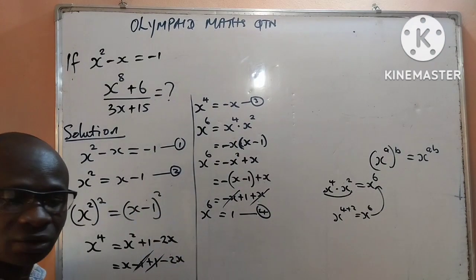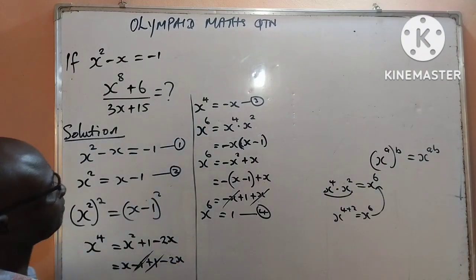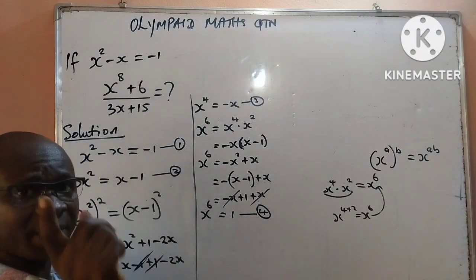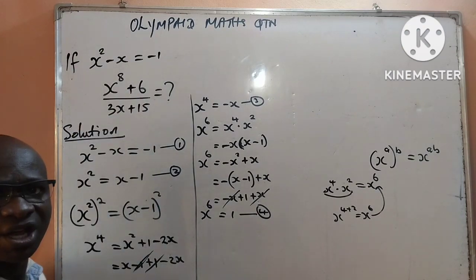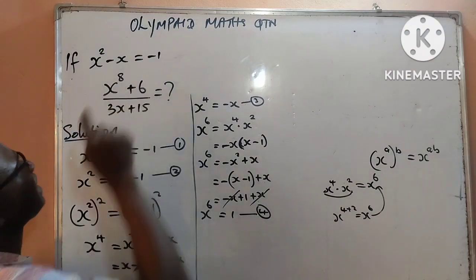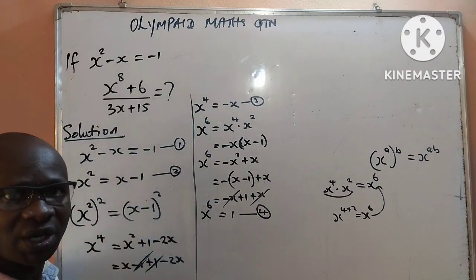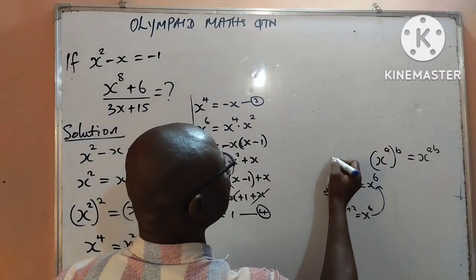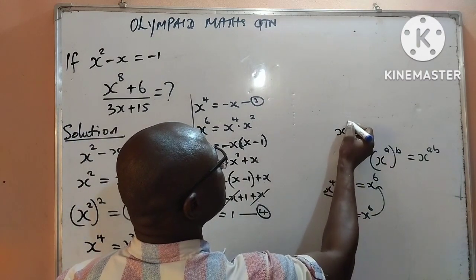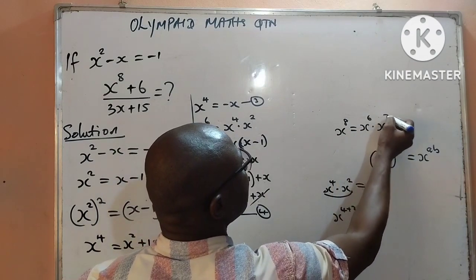I will now go on to look for x to the power 8. Since I have gotten x to the power 6, my target is to get x to the power 8, so that when I get it, I simply add 6 to it and then divide it by 3x plus 15. Now, to get my x to the power 8 from here, x to the power 8 is the same thing as x to the power 6 multiplied by x to the power 2.